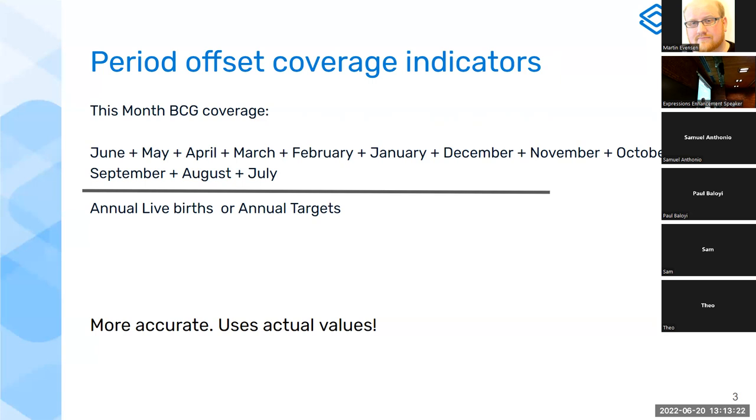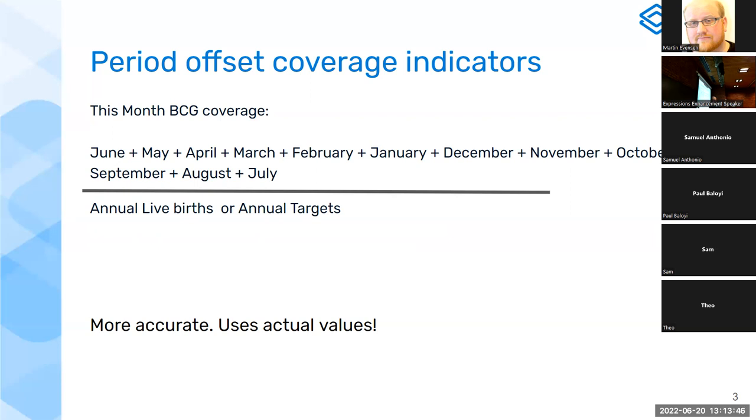So what this does is it actually uses the real values that were reported, not just timesing the numerator for this month times 12. Does it really make a difference? Well, in our test databases, it makes a slight difference, to be honest. Our test databases are heavily normalized, though. We don't have the crazy kind of fluctuations that you see in actual country implementations.